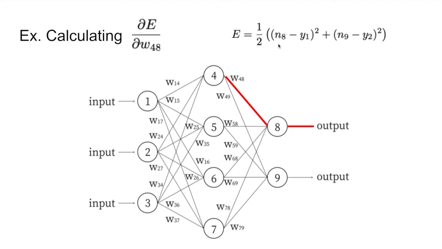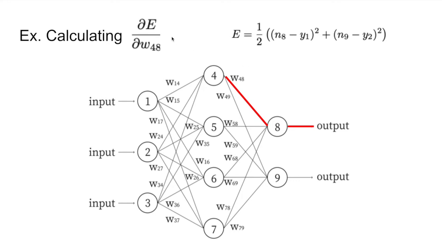And so if you look at this error function, what it's essentially doing is calculating the difference between the values of node 8 and y1. Y1 would be the correct output here, and then y2 would be the correct output here, right? So what we're basically doing is calculating how different node 8 is from y1 and node 9 from y2, and we have this factor 1/2 here because later on it makes things easier when we're doing partial derivatives, but don't worry about that for now.